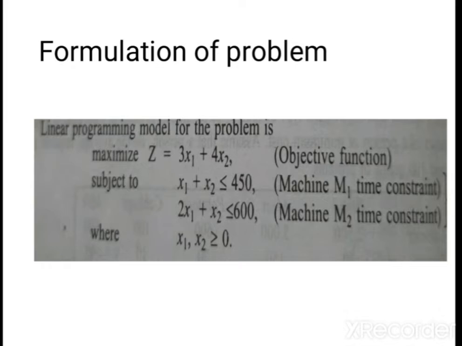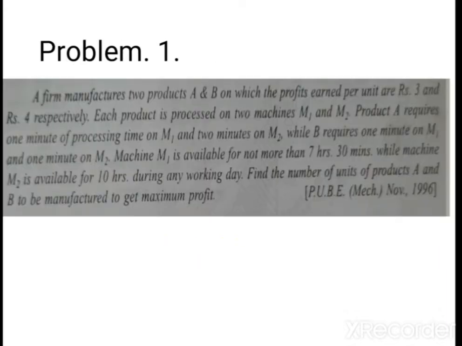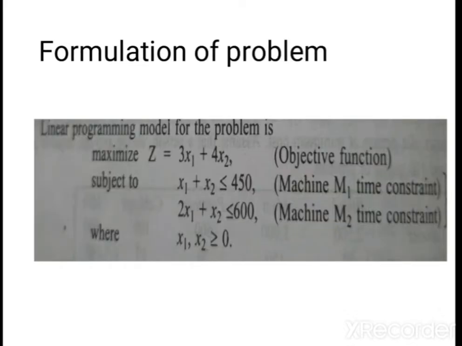Product A requires 1 minute processing time on the M1 machine and 2 minutes on the M2 machine, whereas B requires 1 minute on M1 and 1 minute on M2. M1 is available not more than 7 hours 30 minutes. 7 hours 30 minutes means 450 minutes. So M1 is available less than or equal to 450 minutes.